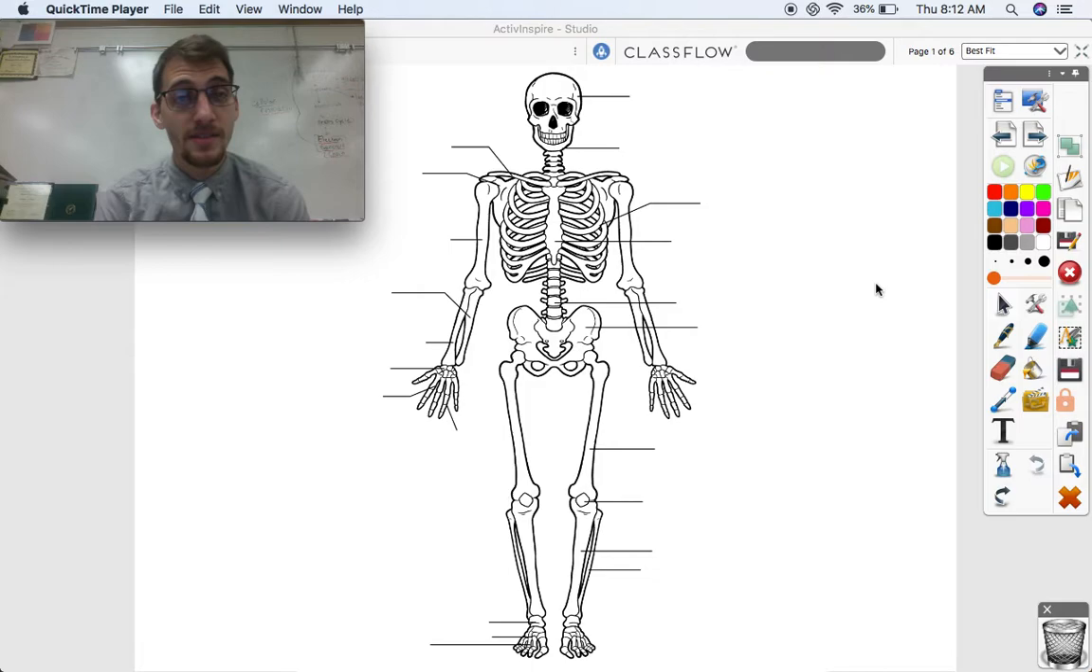Today we're discussing the anatomy of the appendicular skeletal system. So what am I talking about here? The appendicular skeletal system refers to the bones that make up your appendages, your arms and your legs.